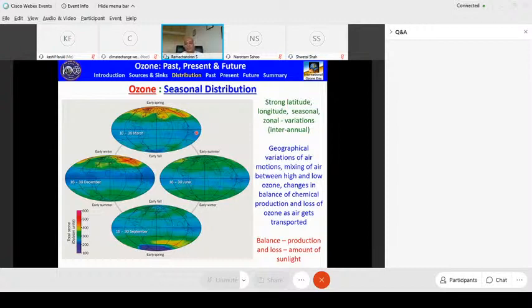And also the changes in the balance of chemical production and loss of ozone as air gets transferred. So typically the residence time of ozone varies from a few hours at lower altitudes to about weeks to months in the stratosphere, in the lower and upper stratosphere. So the amount of ozone that is present in the atmosphere is actually maintained by a balance between production and loss, which depends on the amount of sunlight that is available.